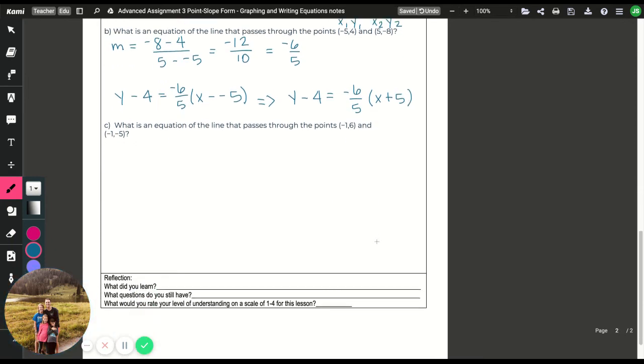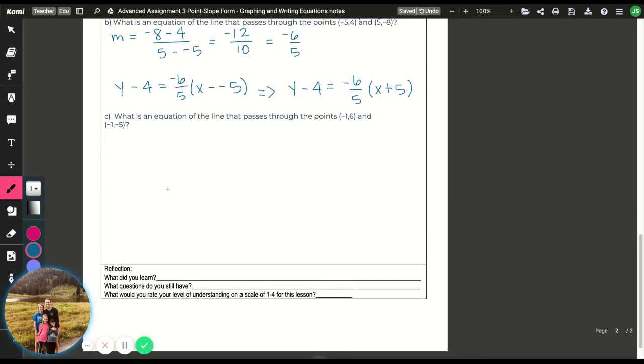Okay, the last one on here. What's an equation of the line that passes through those 2 points? So yet another of the same problem. x1, y1, x2, y2. So the slope is equal to -5 minus 6 over x2, which is -1, minus -1. So -5 minus 6 is -11. And minus a negative turns that into a positive. So -1 plus 1 is 0.